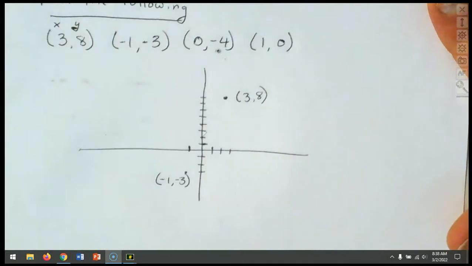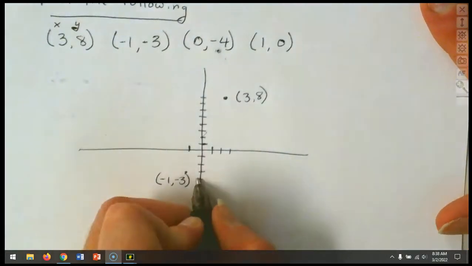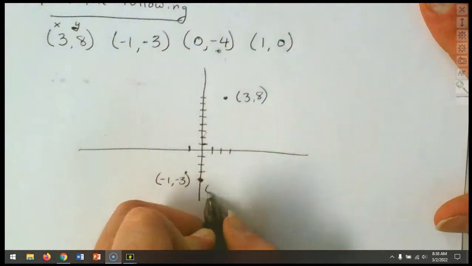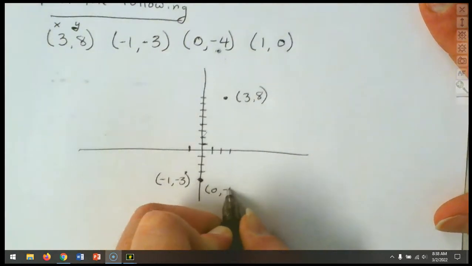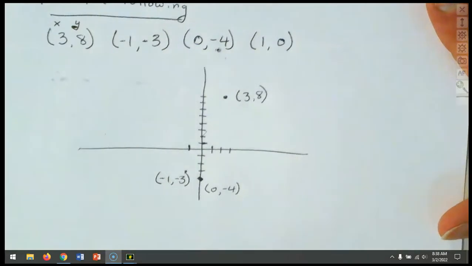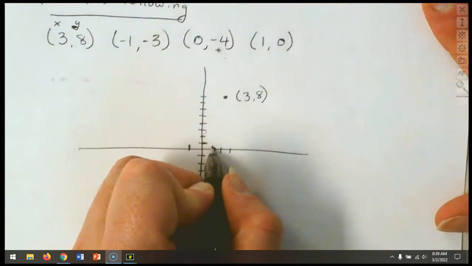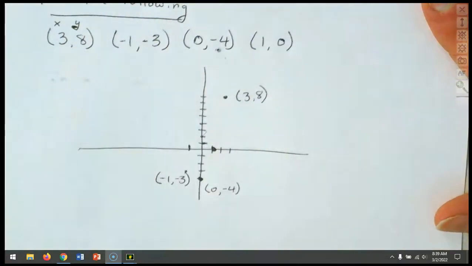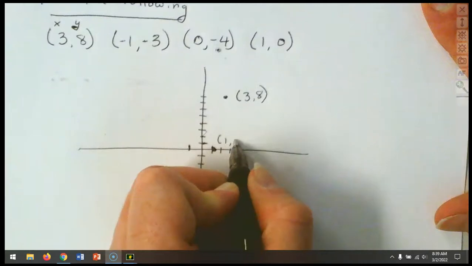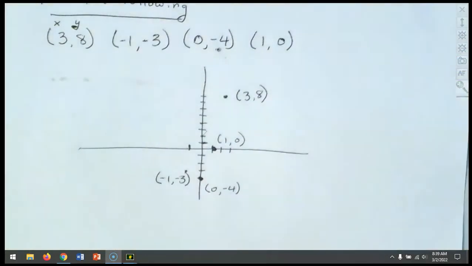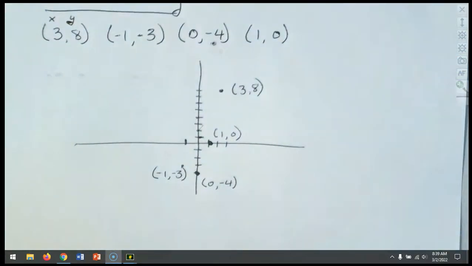Then we've got 0, -4. So that's at 0 and down 4. So 0, -4 would be right about there. And then finally we've got 1, 0. So 1, 0 means we go over 1 and don't go up any. So 1, 0 would be here. Okay? So that's how we plot points.